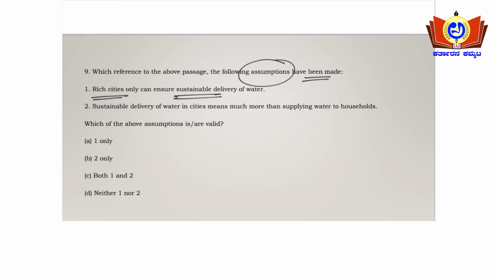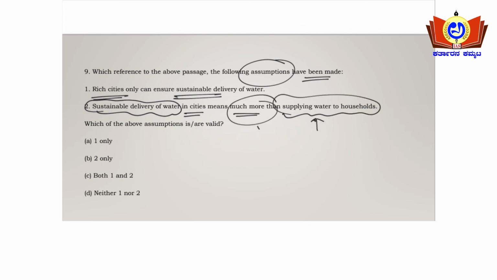Sustainable delivery of water in cities means much more than supplying water to households. Much more means sewage treatment plants, that infrastructure, sewage treatment. This is much more than supplying water to households. Sustainable delivery of water means all these should be required here. So option 2 is right, not both 1 and 2. So option B is the most probable option here.